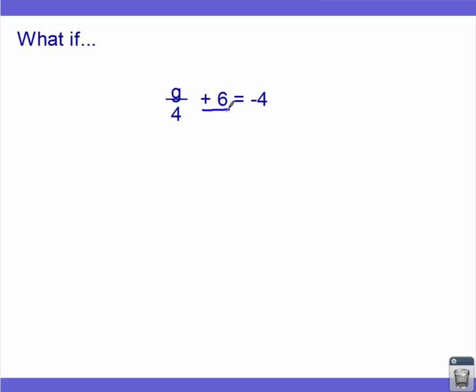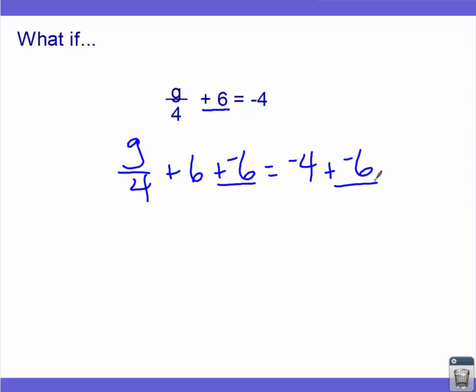I still start off by getting rid of this plus 6. So g over 4 plus 6 plus negative 6, because I get rid of that by adding its opposite, equals negative 4 plus negative 6. So I add the same thing to both sides, and I end up with g over 4 equals negative 10. But this time, how do I get rid of a divide by 4? We get rid of that by doing a multiply by 4. So if I multiply this side by 4, I have to multiply this side by 4 as well.